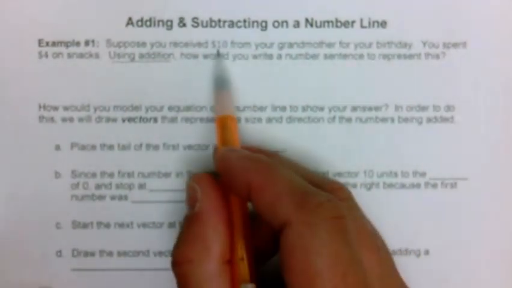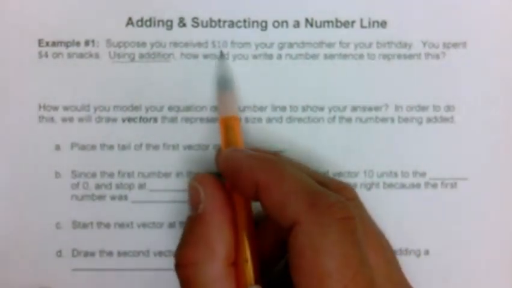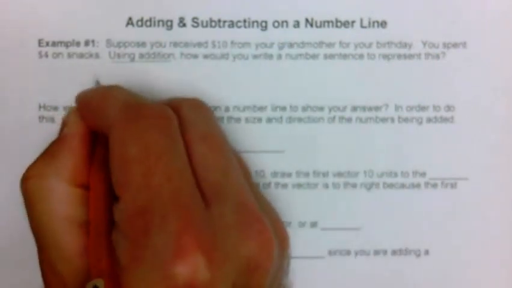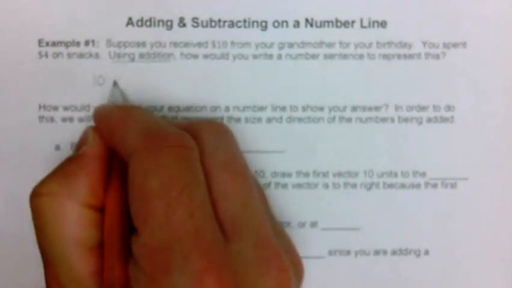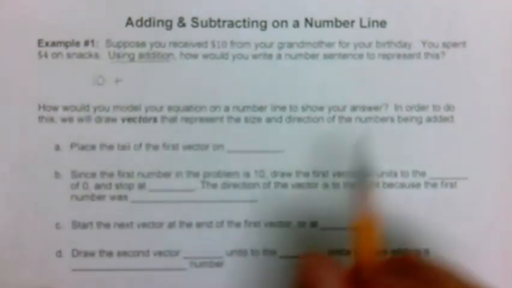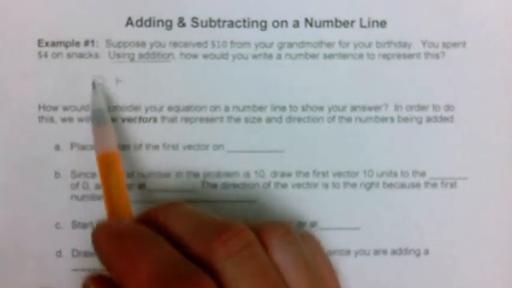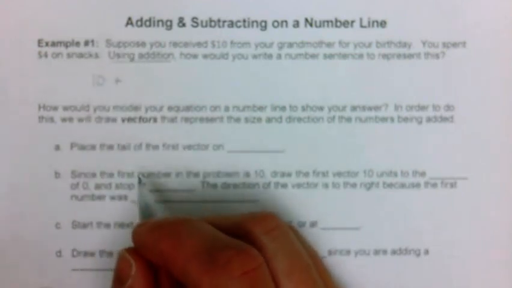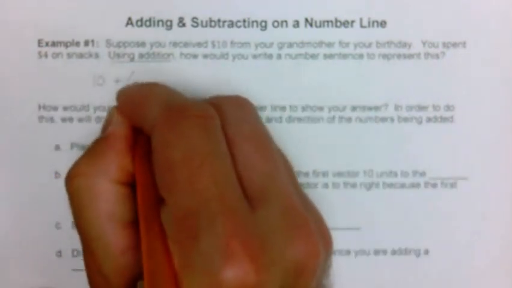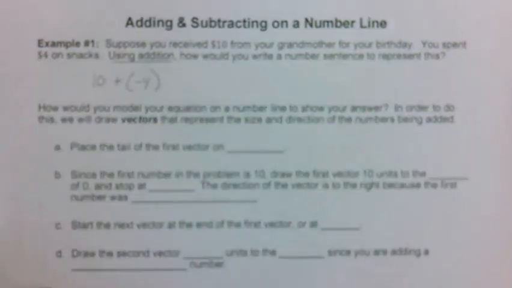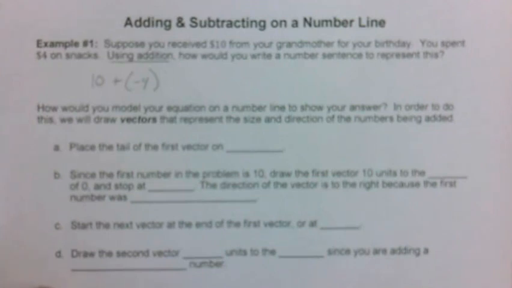If grandma gave us $10 for our birthday, the amount of money that we have has gone up by 10, so that's going to be a positive 10 to represent that. And then I'm using addition, so I'm going to add some number. It says that I spent $4 on snacks. So when I spend money, the amount of money that I have is going to go down. So to represent spending $4, I'm going to add negative 4. This number sentence represents our example, 10 plus negative 4.